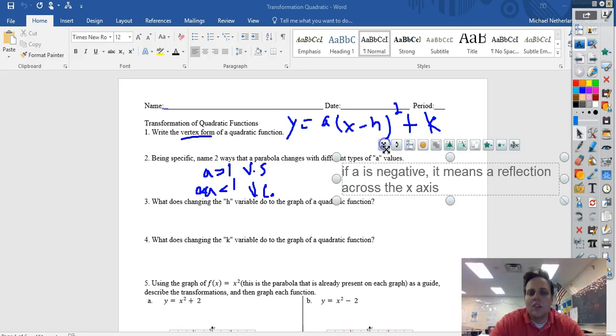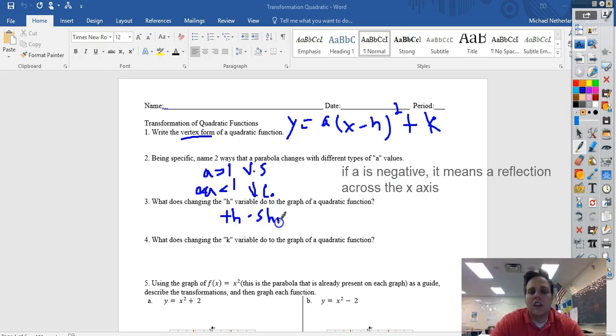Okay, so that's all I was talking about. So, what does changing the h variable do to the graph? Well, if h is positive, a positive h means I shift the graph to the left, shift left h units. You should be remembering some of this. We've talked about transformations earlier this year, but now we're talking about transformations specifically in regards to the quadratic function. And if it's a minus h, that means right h units.